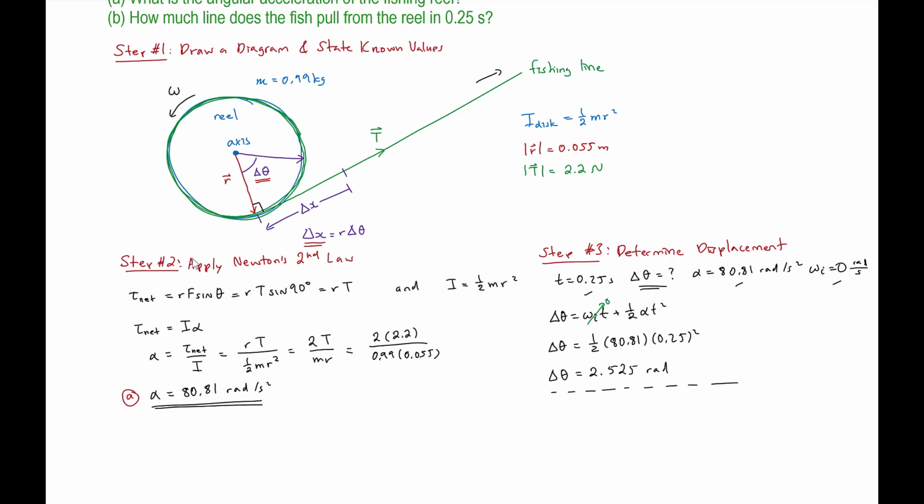But we're not done yet, because we want to find out how much line the fish pulls from the reel. So we really need to find delta x. So we know delta x is equal to r times delta theta. R is simply 0.055, and we just found out delta theta was 2.525. So delta x is equal to 0.139 meters. And that answers part B.